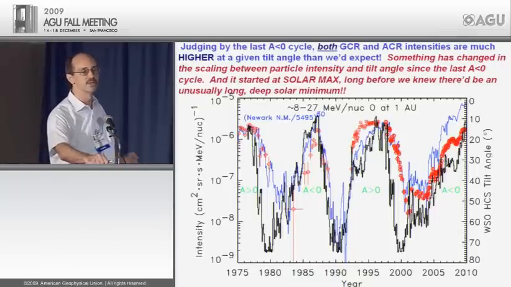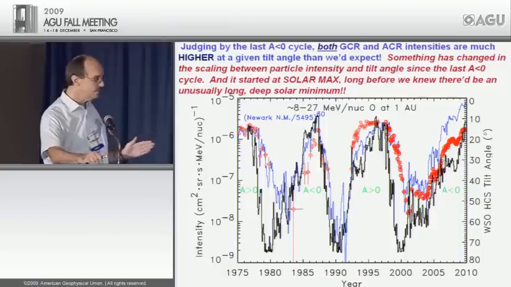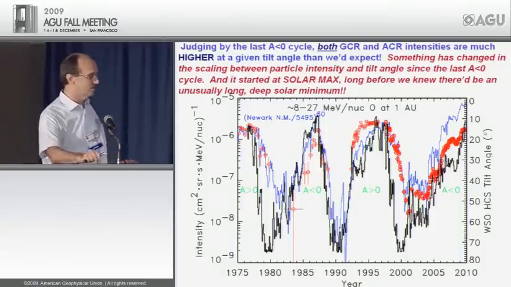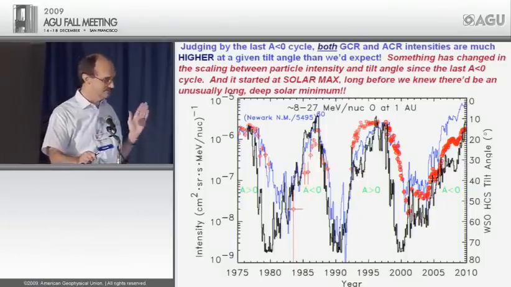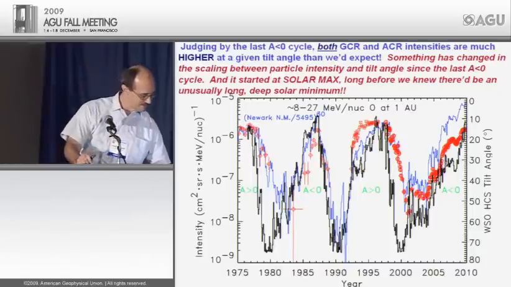Yeah, it's a really quiet solar min. Yeah, the solar wind is down. There's not much going on, anything like that. This change in the scaling started back here around solar max, about the time that the polarity reversed. So I don't know what it is, but I would like an explanation for this from the modelers, the theorists, and anybody who's able to provide one.